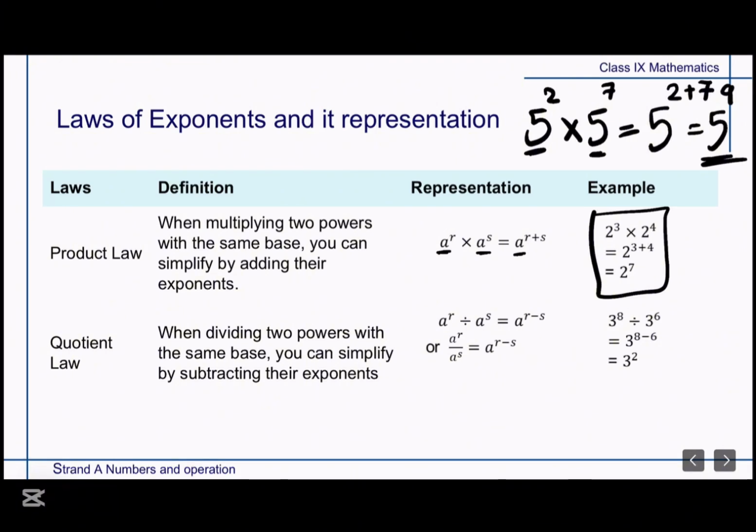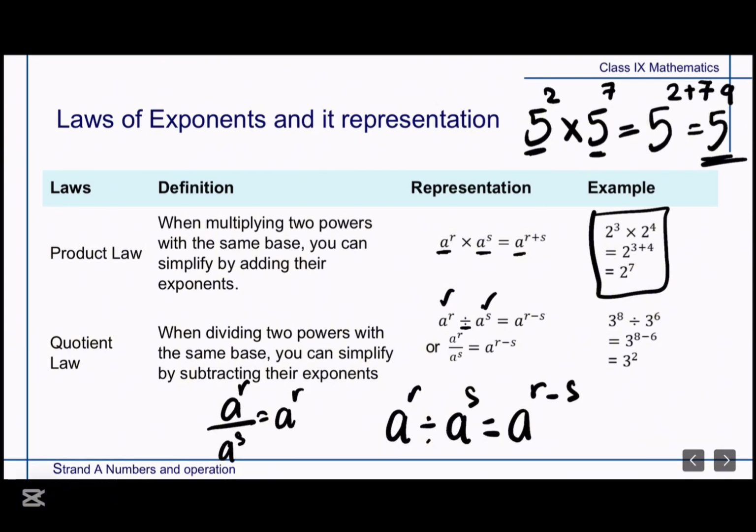Then we have the quotient law. Quotient means when you divide, right? So the situation is a bit similar. You are taking a raised to r divided by a raised to s, which is a raised to r minus s, or a raised to r over a raised to s. Again, it's a raised to r minus s. So if you look at the example here, 3 raised to 8 divided by 3 raised to 6. So 3 is raised to 8 minus 6, which will result in 3 raised to 2.